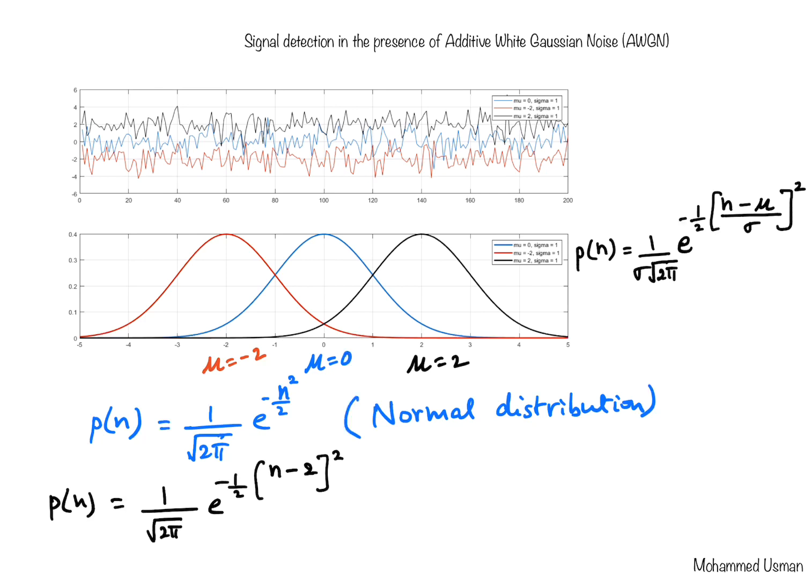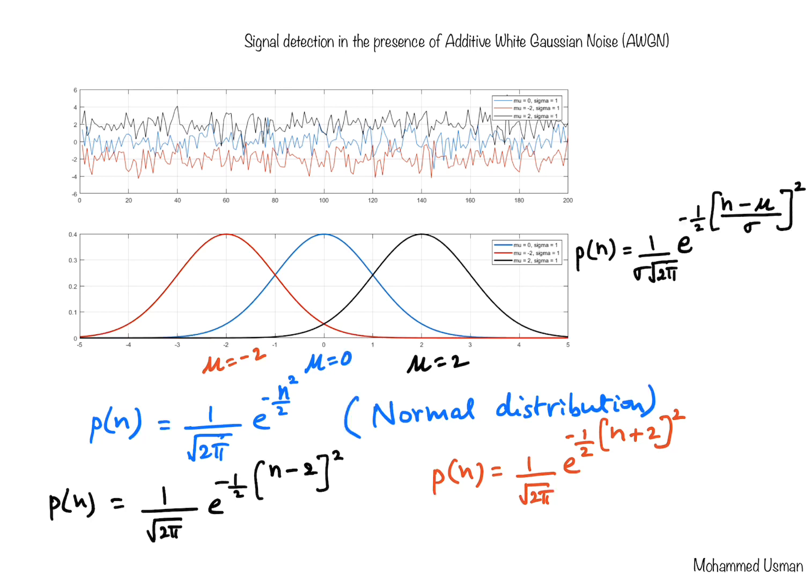And similarly for the red PDF, we can write the probability density function p(n) as 1 by sigma root 2 pi. So sigma is 1, into root 2 pi e power minus half, and it's n minus of minus 2, because the mean value for this is minus 2, so it will become (n plus 2) by sigma. Sigma is equal to 1, so we can leave it out, the whole square. So those are the expressions of the Gaussian PDFs for different mean values.